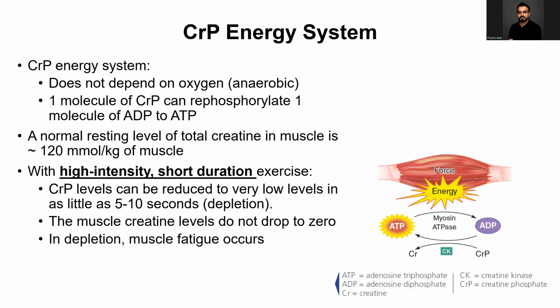And the muscle creatine levels do not drop to zero. It is very important to know, just like ATP. You remember from previous chapters, we talked about the ATP concentration. We said the ATP concentration never drops below 70%. And the creatine phosphate is just like that. The muscle creatine levels never ever drop to zero. And in the depletion state of creatine phosphate, muscle fatigue occurs.